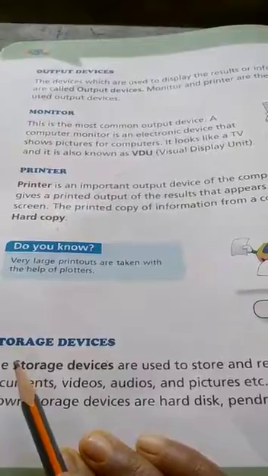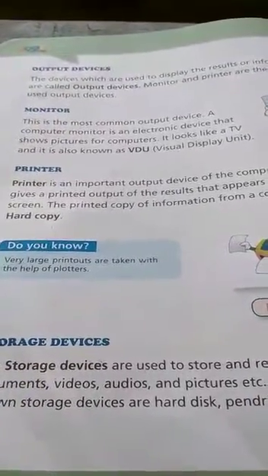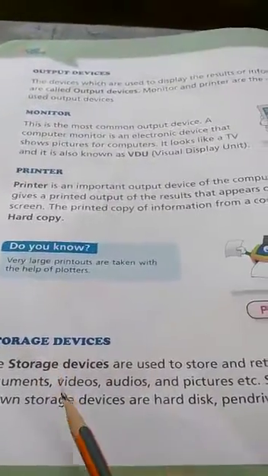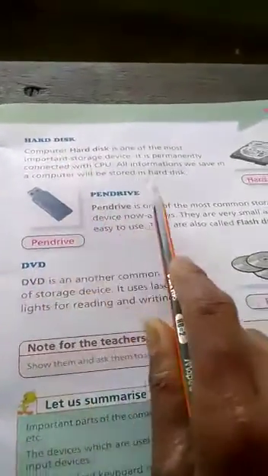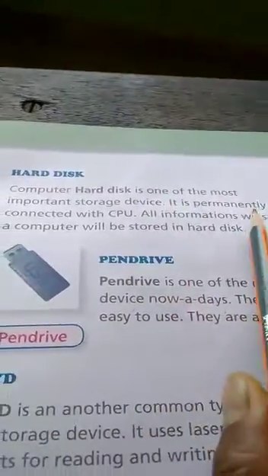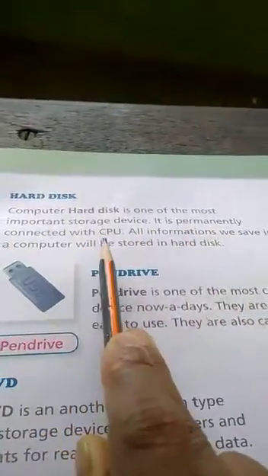Storage device. Storage means you know it well, that is to store, that is save. Songs, videos, audios, any important documents you entered, everything you can store on this device. That is hard disk, pen drive, DVD. Hard disk is one of the most important storage devices. It is permanently connected with the CPU.